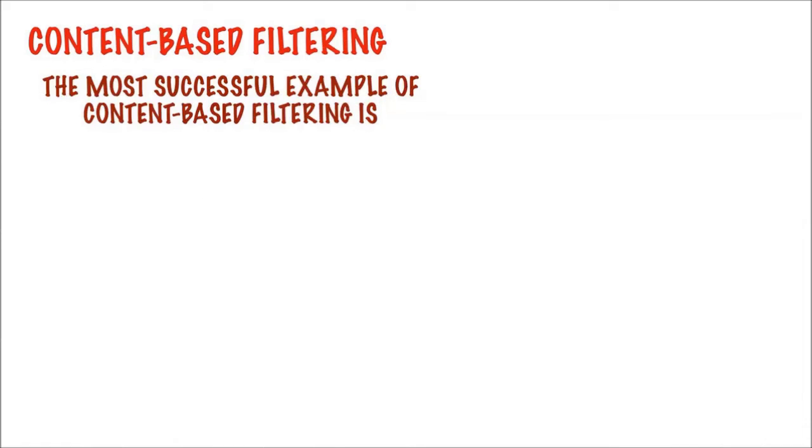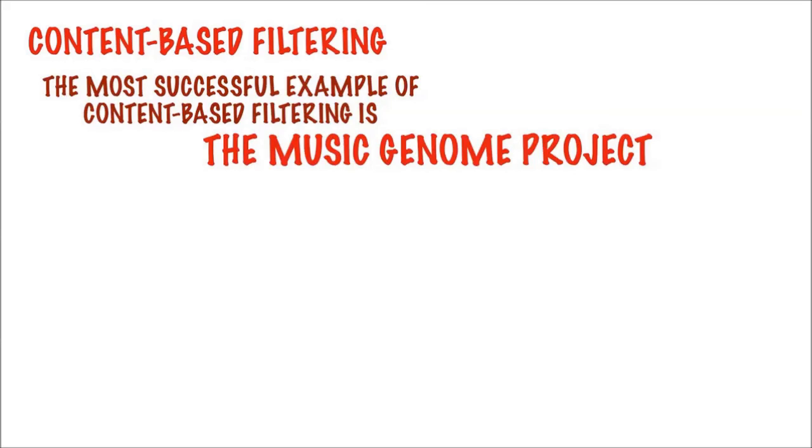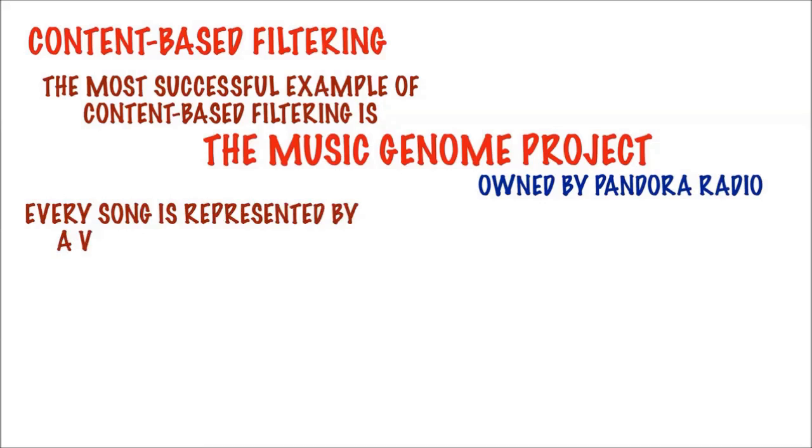There is one example though of a very successful implementation of a content-based filtering recommendation, and this is famously known as the Music Genome Project. It's owned by a company called Pandora Radio, and it was a massive project that was undertaken by Pandora to build a database of descriptors for every song that they had in their catalog. Every song in the Pandora catalog is represented by a vector of 450 factors which they call genes, hence the name Music Genome Project.